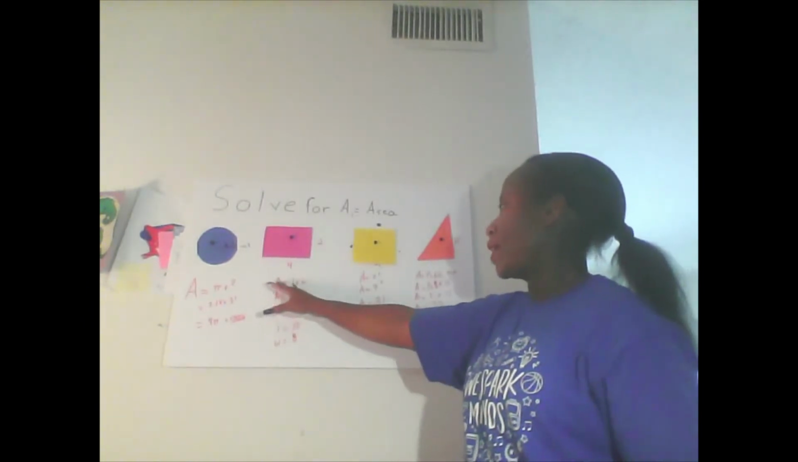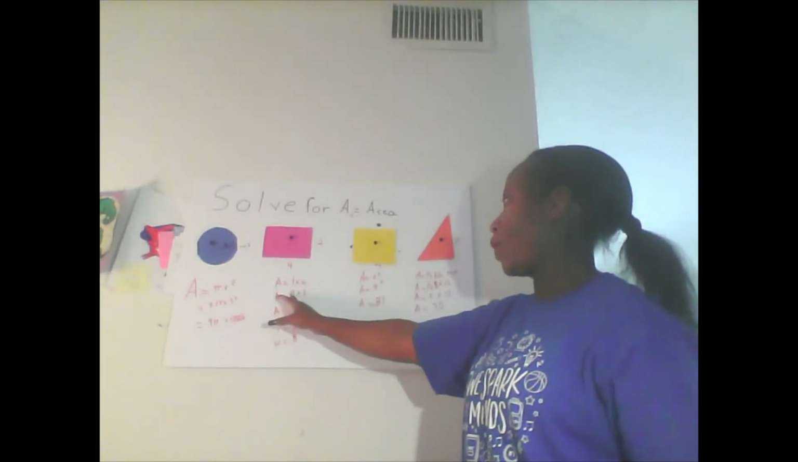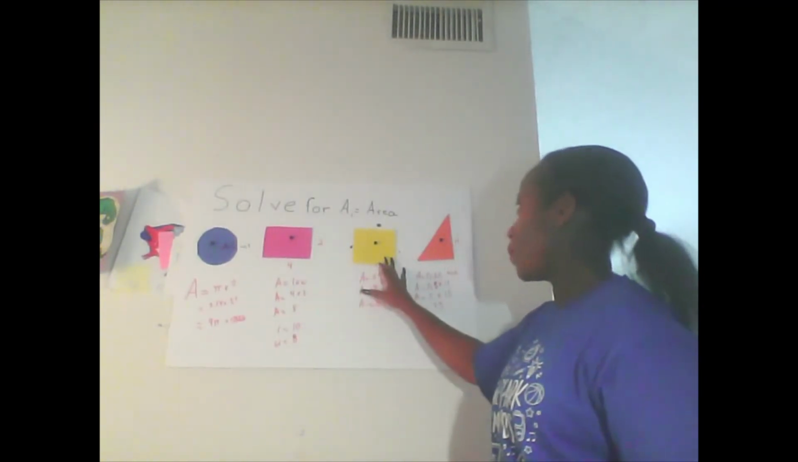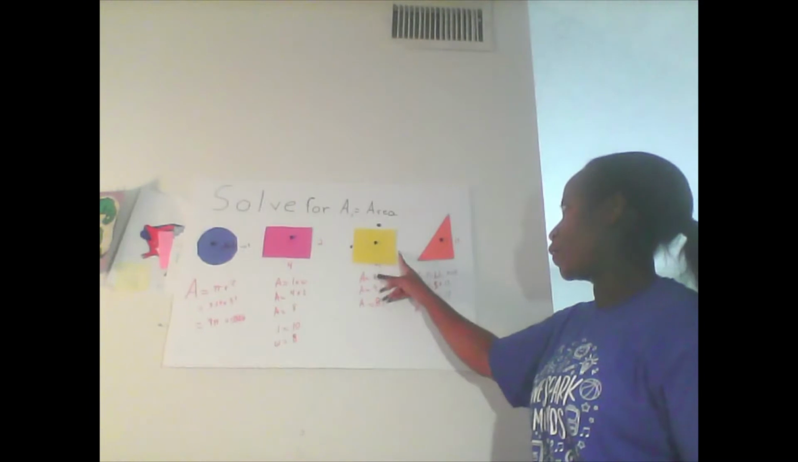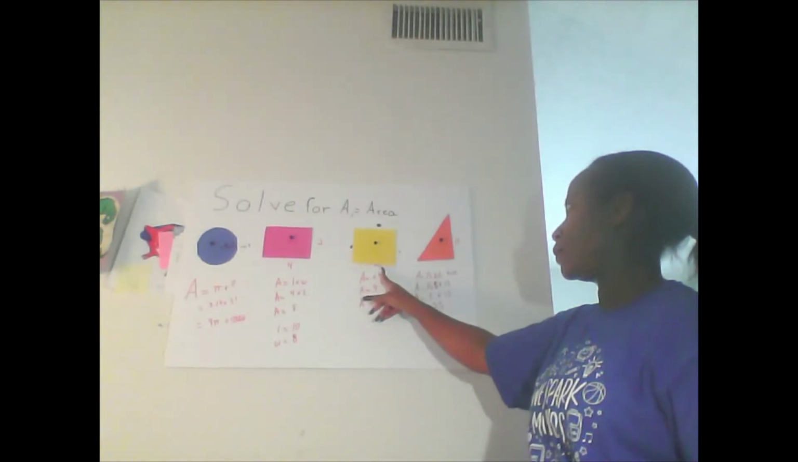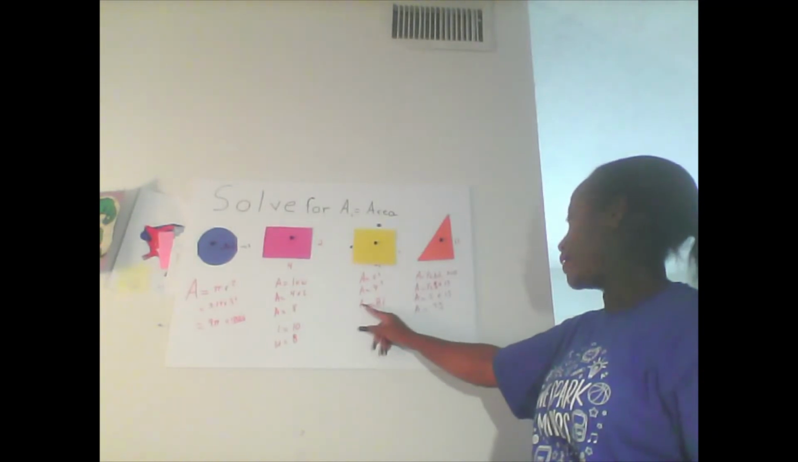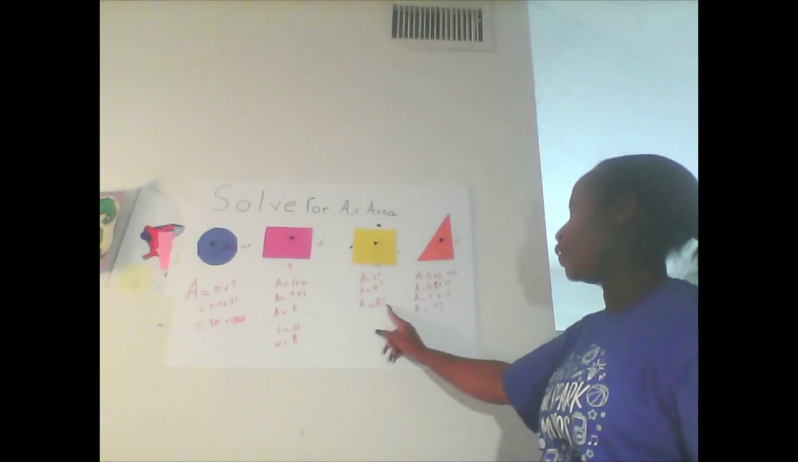Rectangle, area equals length times width, so 4 times 2, where area equals 8. With the square, you have the side squared, which is 9 in numerical form for the side. 9 squared, area equals 81.